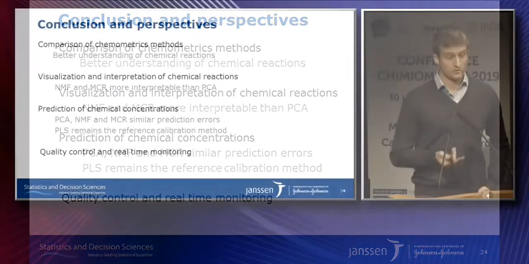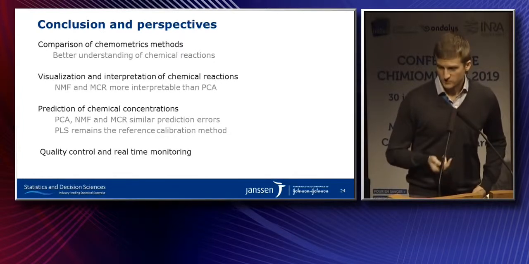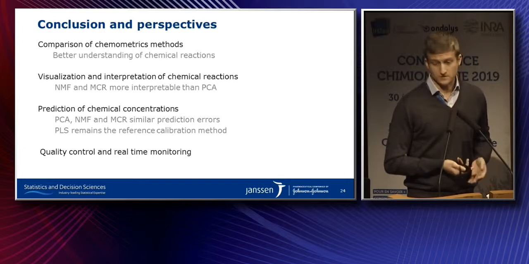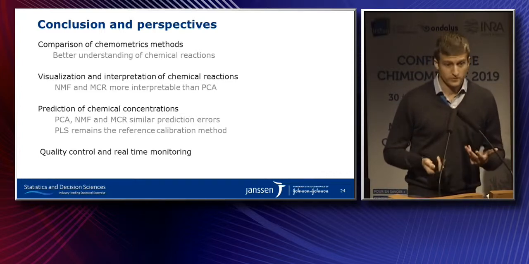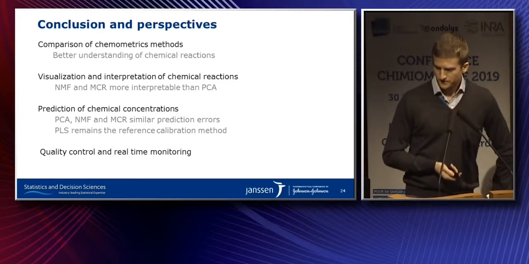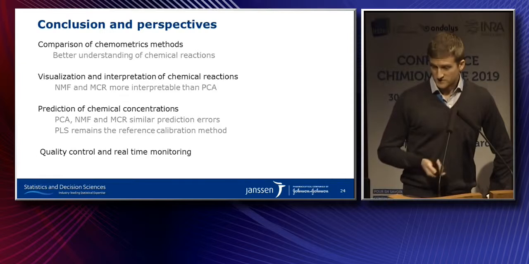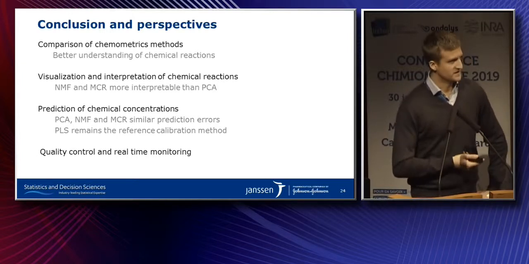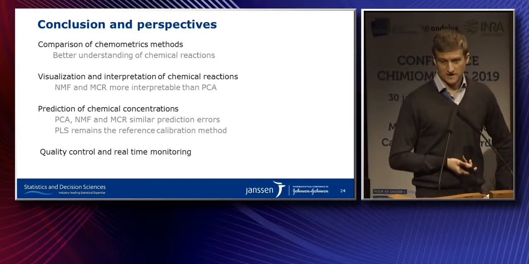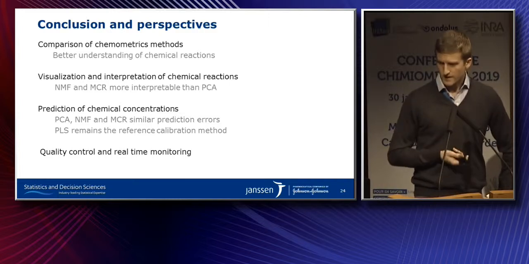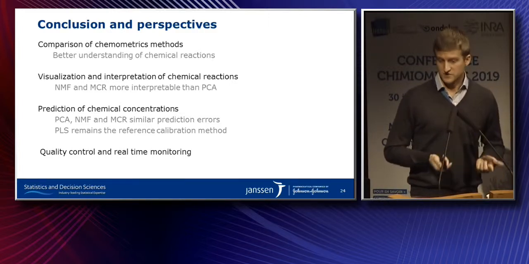So, in conclusion, this presentation was about a comparison of different chemometrics methods to help chemists and scientists at Janssen to better understand chemical reactions. The first objective was to visualize and interpret chemical reactions, and we have seen that methods such as NMF and MCR, because of the non-negativity constraint, are more interpretable than PCA.